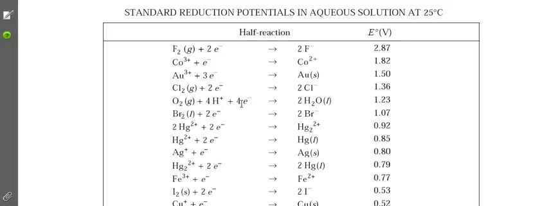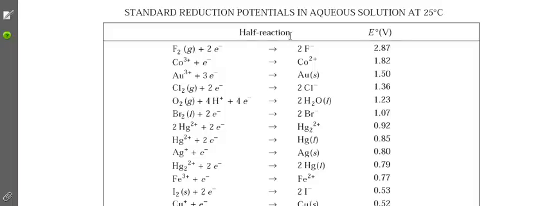This is the first time we've actually looked at this information. But these are standard reduction potentials. Notice that everything on the left side is a reduction reaction, or it's being reduced. Okay, back in the day they used to have oxidation or standard oxidation potentials where they had the reactions flipped and the whole table was inverted.